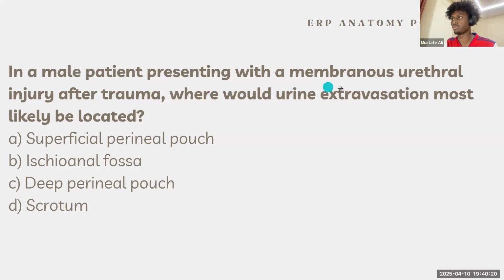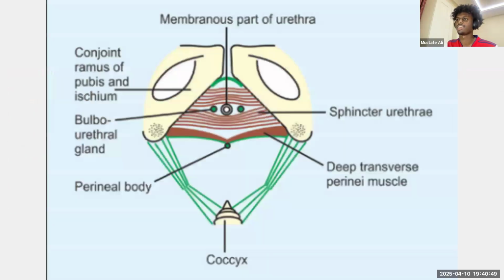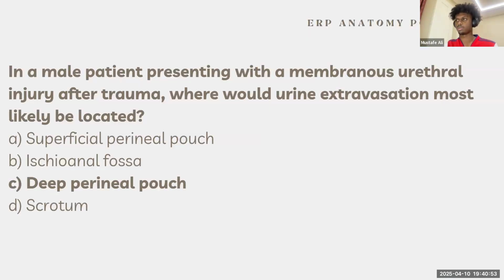In a male patient presenting with a membranous urethral injury after trauma, where would urine extravasation most likely be located? What do you guys think? So the answer is C, the deep perineal pouch. Now, this question, in simple terms, might sound a bit scary, okay? Urine extravasation, but it's basically asking which of the following structures the membranous urethra is present in? Because damage to the membranous urethra would lead to urine exiting it and extravasating, okay?